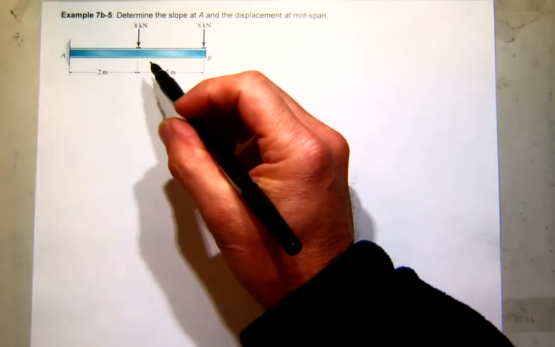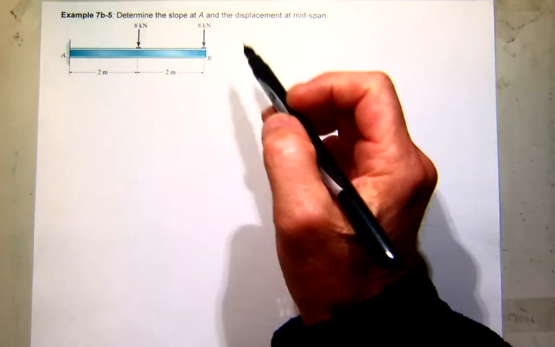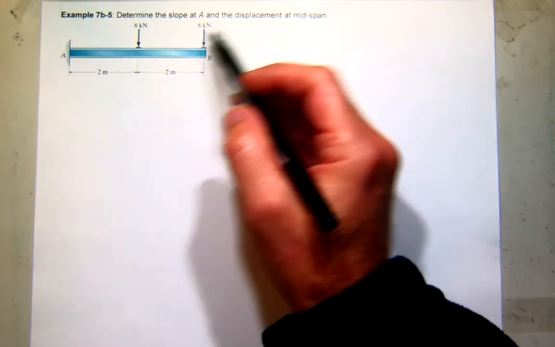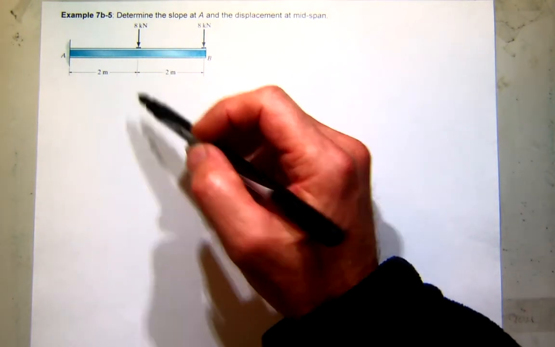Alright, so let's do this problem. I want to find the slope at A, which is here, and I want to find the displacement at the midspan. So two different locations.